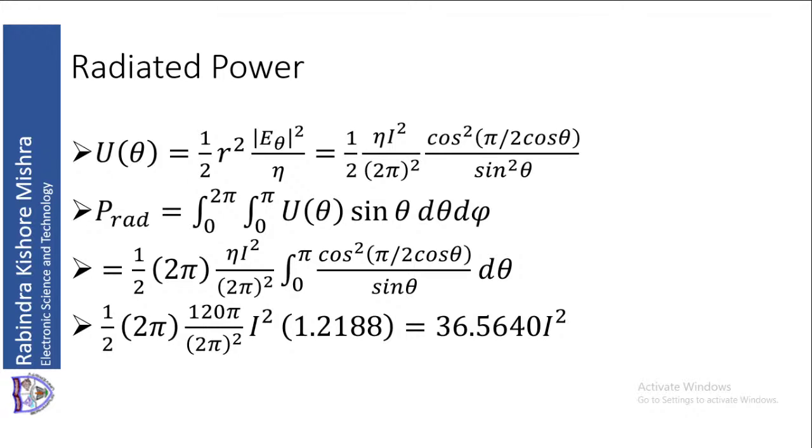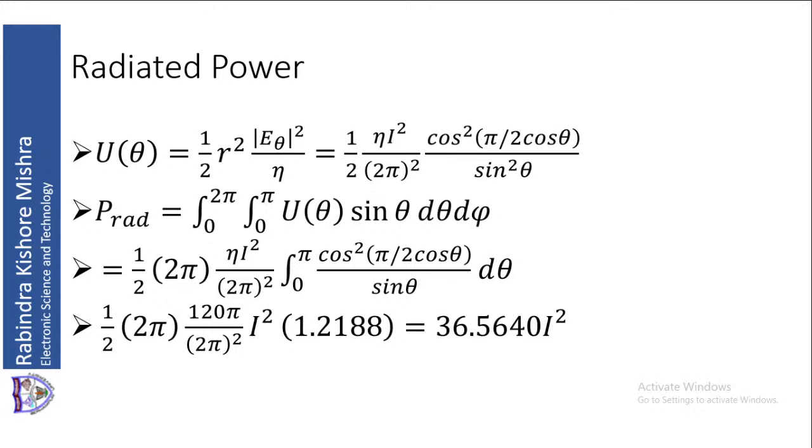Now P rad is equal to the integration over theta from 0 to pi, integration over phi from 0 to 2 pi, of U theta sin theta. So that is P rad. Now integrate it, putting in the values of U theta. You get the amplitude part, which is constant and not to be integrated. Those will be 1 by 2 into 2 pi, eta I square by 2 pi square.